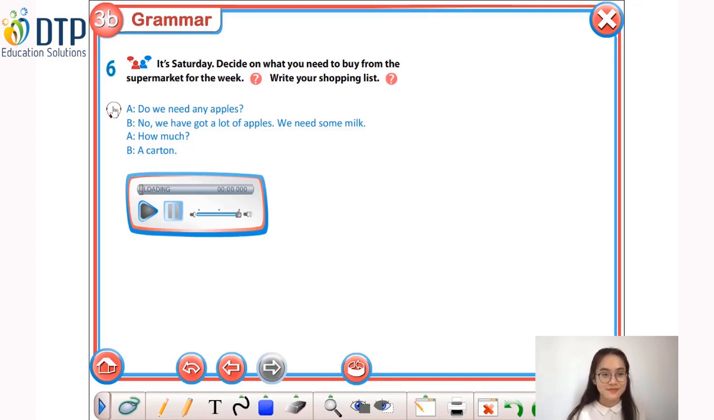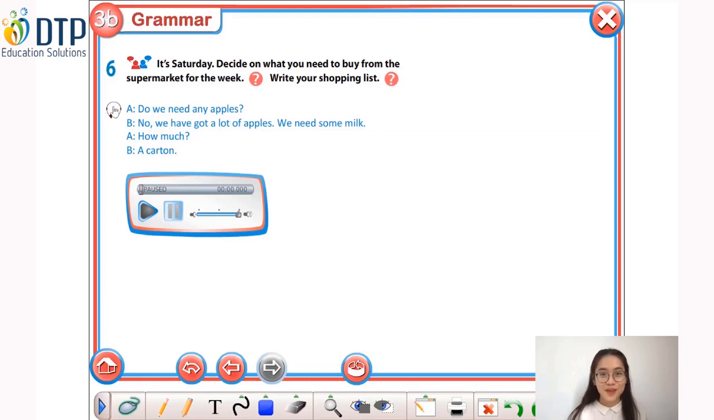Let's go. Do we need any apples? No. We have got a lot of apples. We need some milk. How much? A carton.